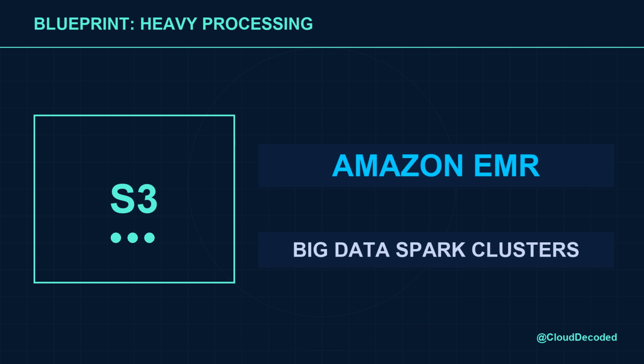For massive scale transformations or machine learning, we use Amazon EMR. EMR allows you to run Spark, Hive, or Presto clusters that scale out to hundreds of nodes. These nodes read directly from your S3 data lake, process the information, and write the refined results back to S3. It is the heavy-duty engine of the data factory.